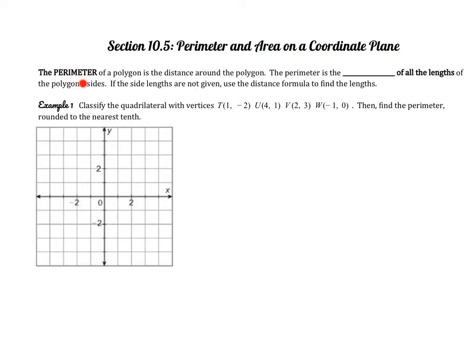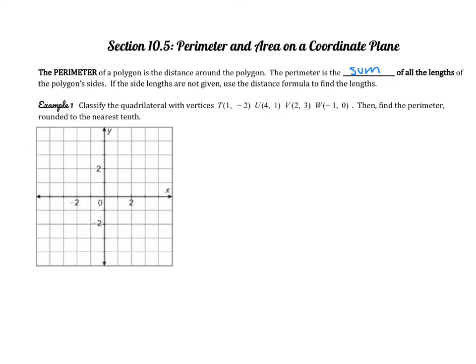So the perimeter of a polygon is the distance around the polygon. To find the perimeter, essentially all you need to do is find the sum of all the lengths of the polygon sides. If the side lengths aren't given, we can always find them using the coordinates and using the distance formula. So in example 1, they ask us to classify this quadrilateral TUVW, then find the perimeter rounded to the nearest tenth.